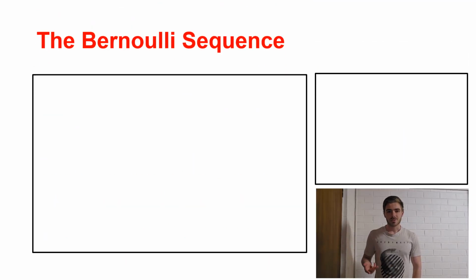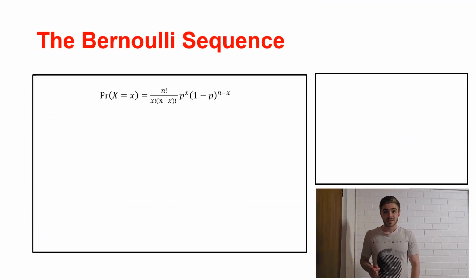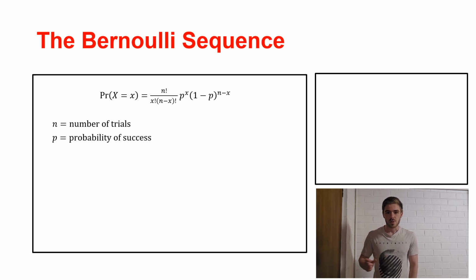Binomial probabilities are solved using the Bernoulli sequence. This is an equation which tells you the probability of getting any number of successes, where n is the number of times that you repeat the experiment, sometimes referred to as the number of trials. p is the probability of getting a success. That's going to depend from question to question. And x is just the number of successes that you're after.